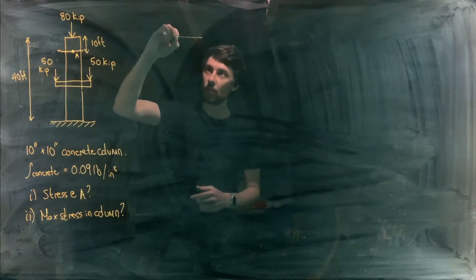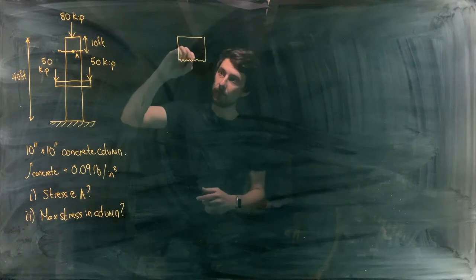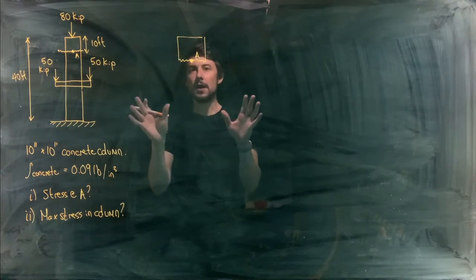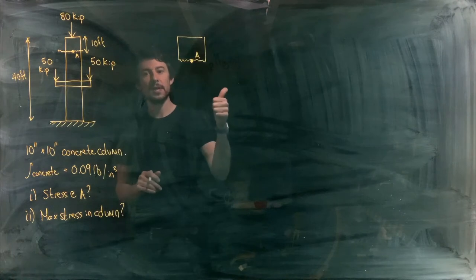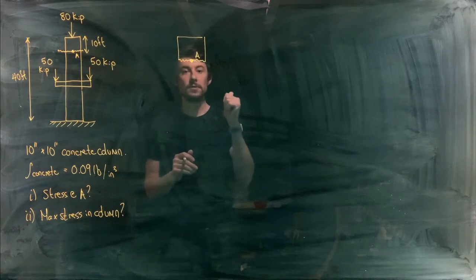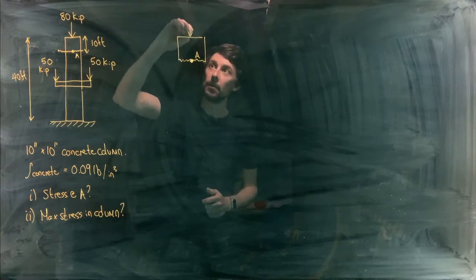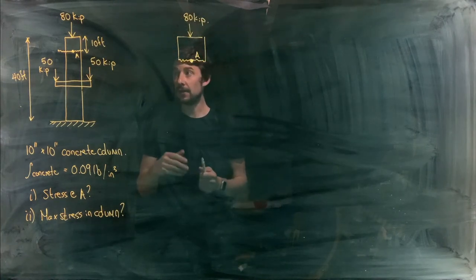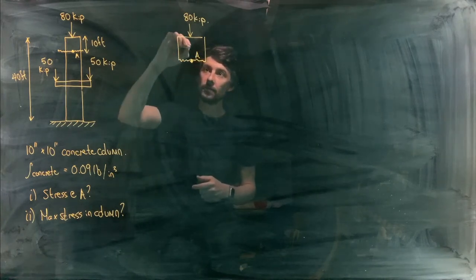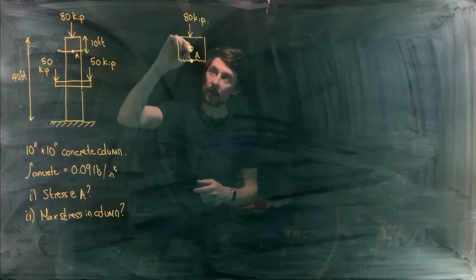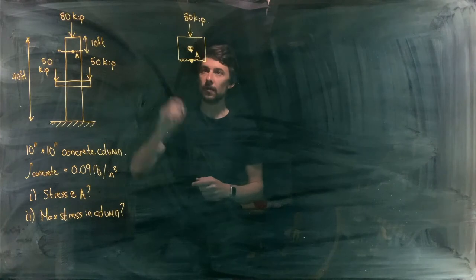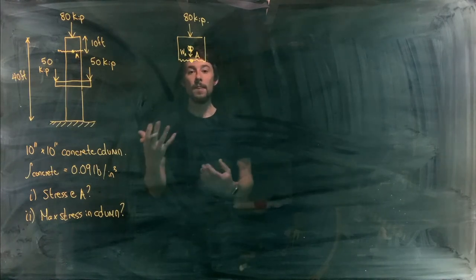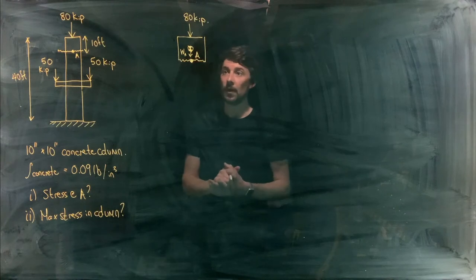So sketching what the free body diagram looks like for that upper portion of the column there. Now remember, when you draw a free body diagram, there are three types of forces that you need to include. You need to include your externally applied loads. So that's our 80 kip load in this case. We need to include body forces. So that is the weight of the object itself. So the center of mass of that little portion of the concrete column is going to be right in the center. Okay, here we go. We'll just call that W subscript A. And then our internal forces as well.